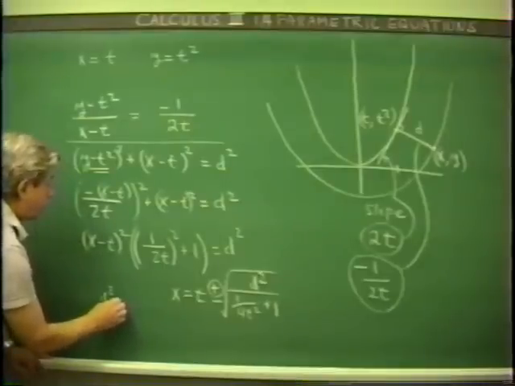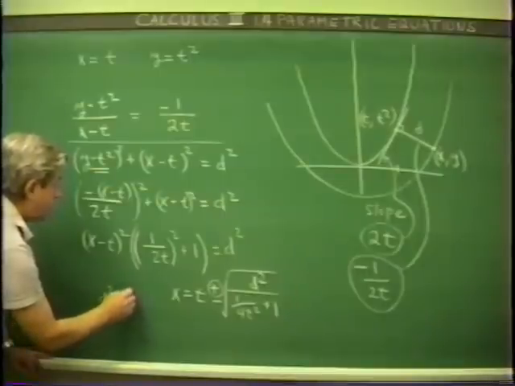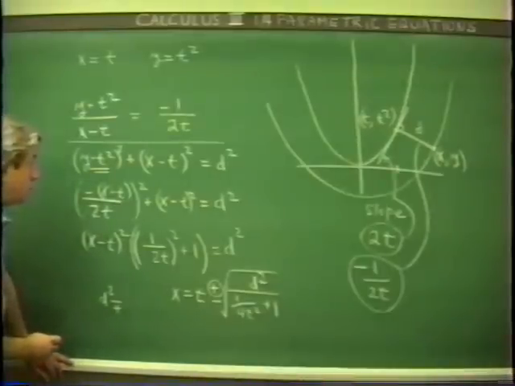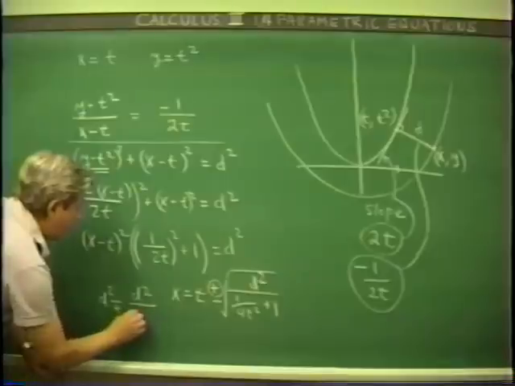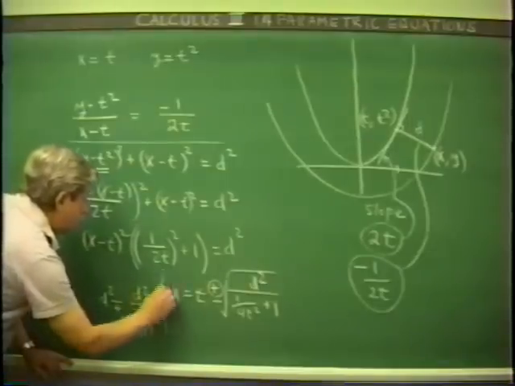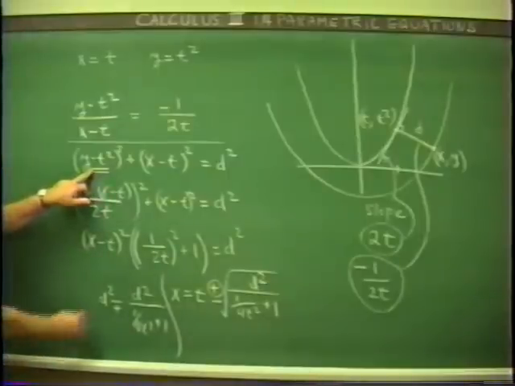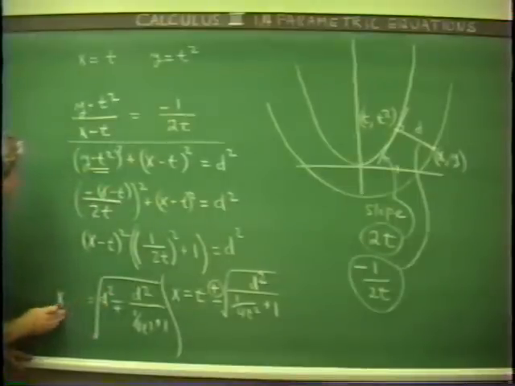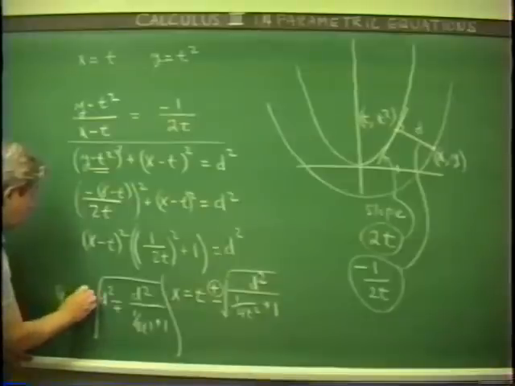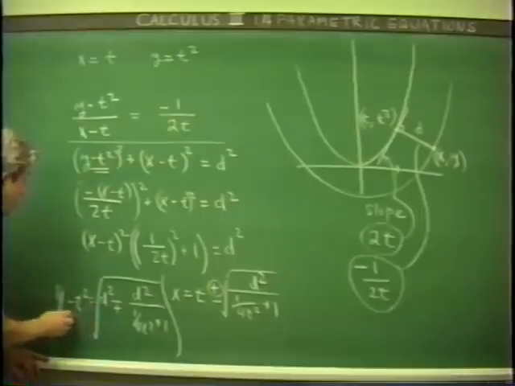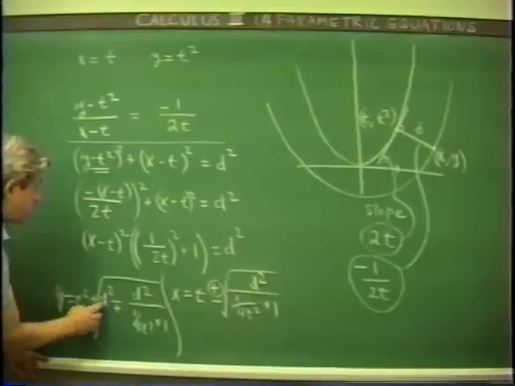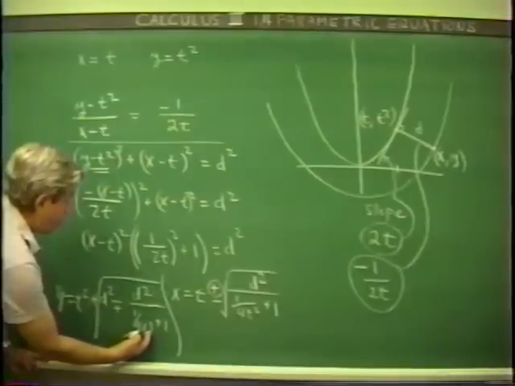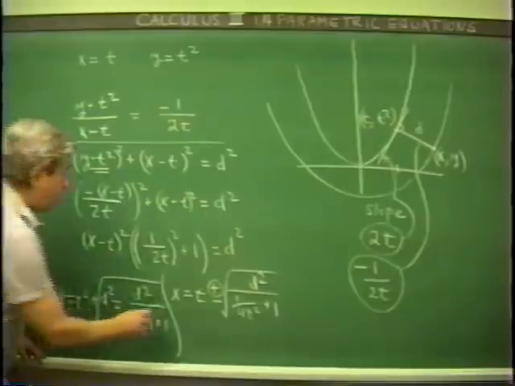Subtracting that from both sides, we're going to get d squared minus, and again, now this is plus or minus, in this case minus or plus, x minus t squared, let's say d squared over 1 over 4t squared plus 1, is equal to y minus t squared squared. So we take the square root of this, y minus t squared is equal to this, or y is equal to t squared minus or plus d over the square root of 1 over 4t squared plus 1.